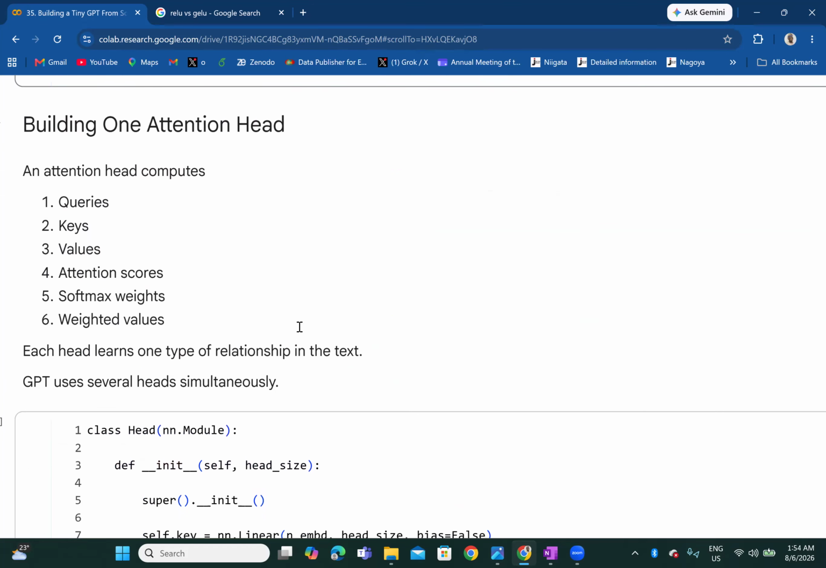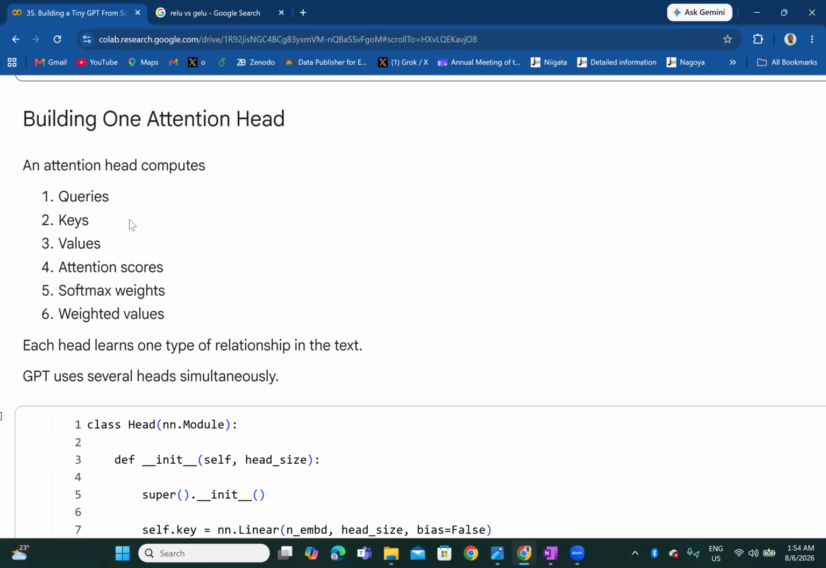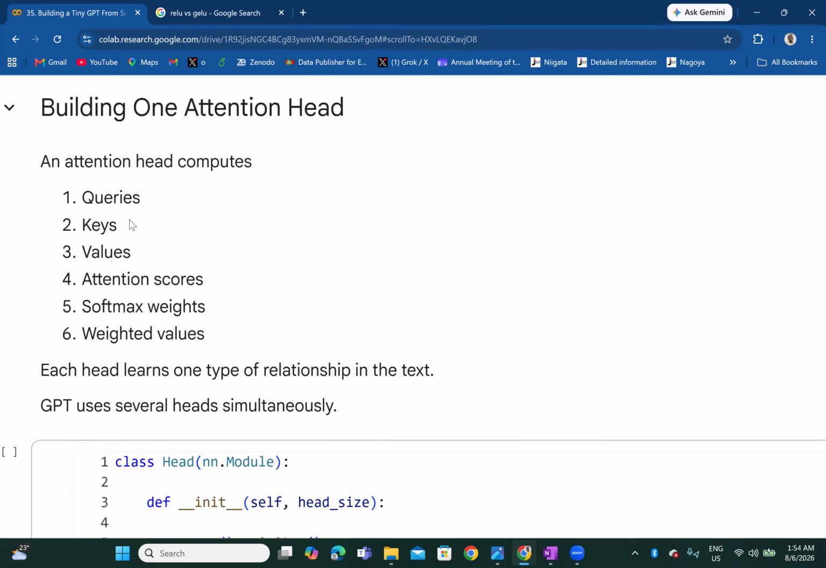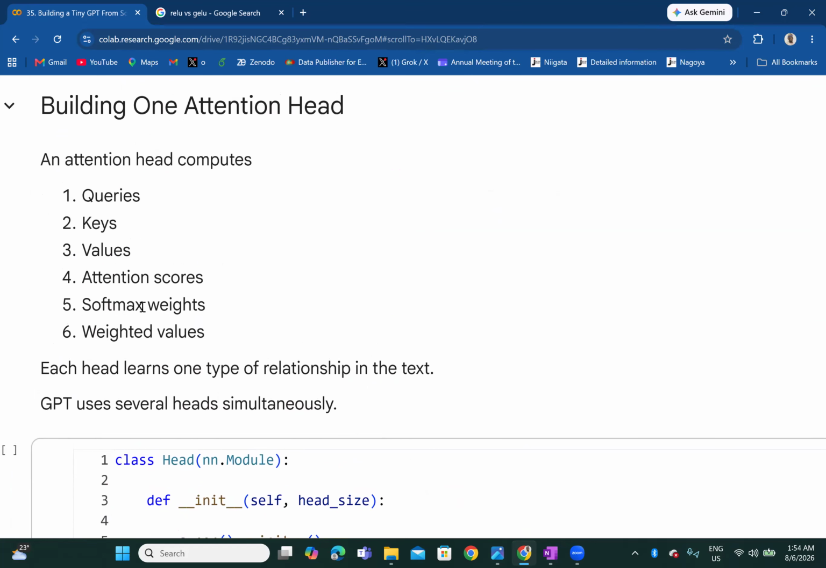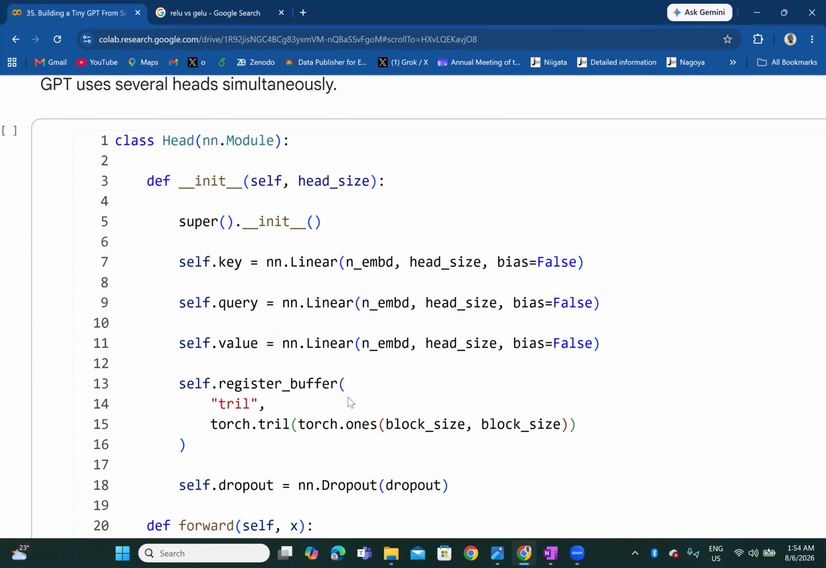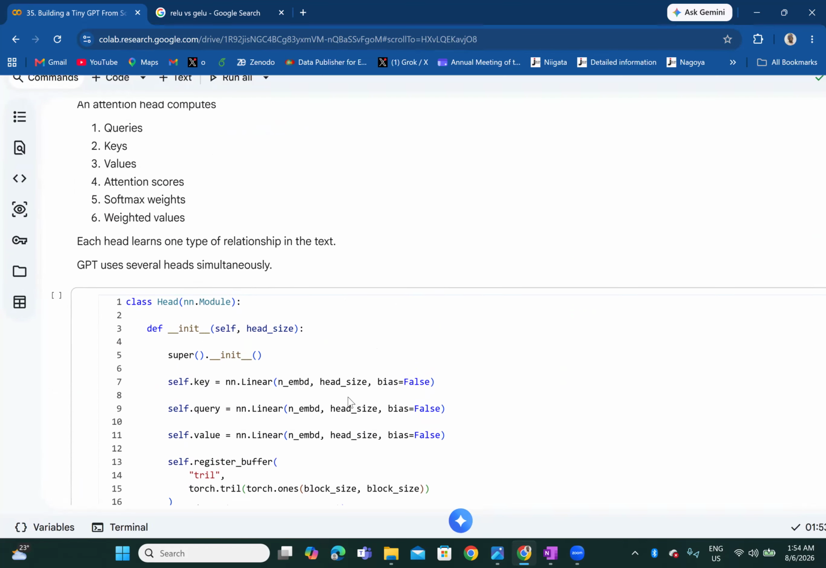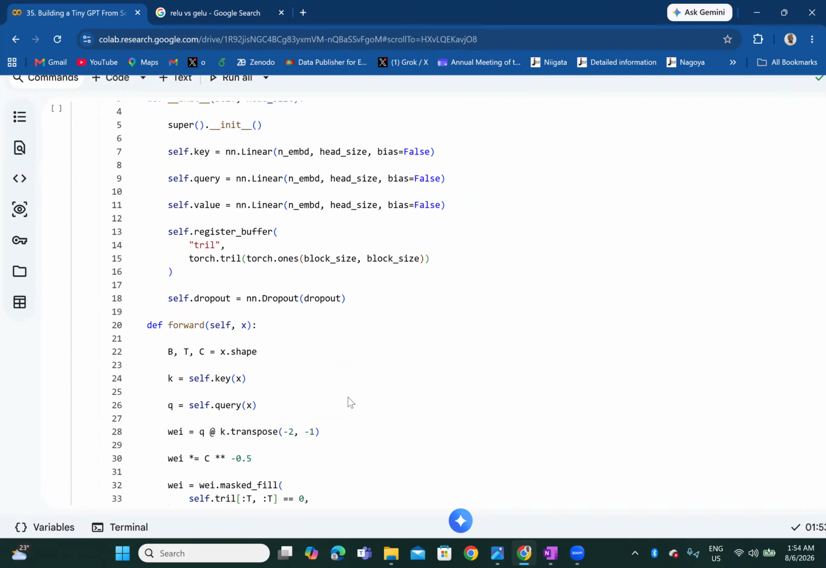Then building one attention head. An attention head computes queries, keys, and values, attention scores, softmax weights, and weighted values. So each head learns one type of relationship in the text. GPT uses several heads simultaneously. So in this case, to create the attention head, we come to this place.